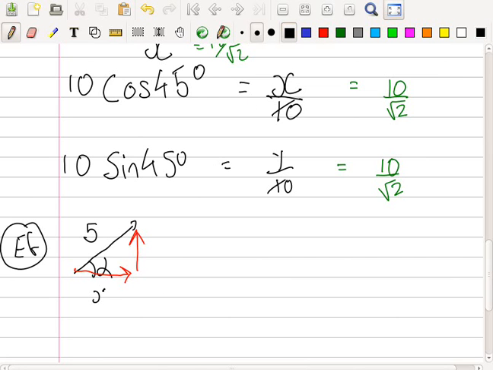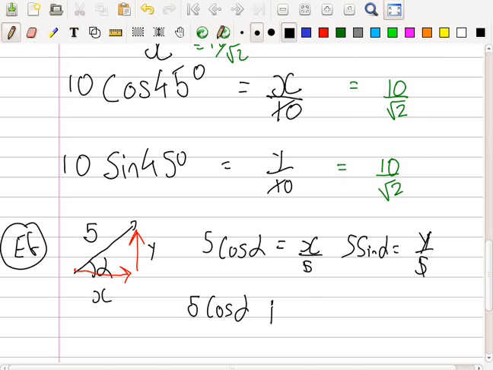So just like before, X, Y. Cos alpha equals X over 5. Sin alpha equals Y over 5. No problem here, 5 comes up, 5 comes up. So your answer is 5 cos alpha I plus 5 sin alpha J. That's it.